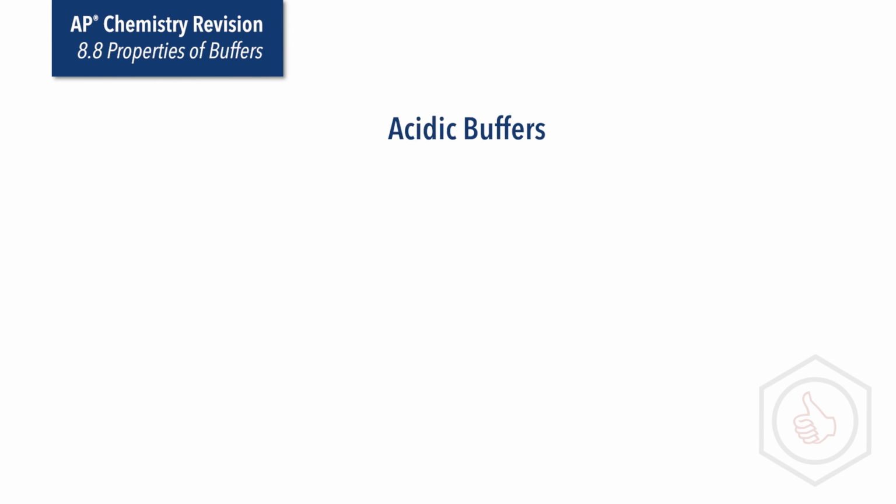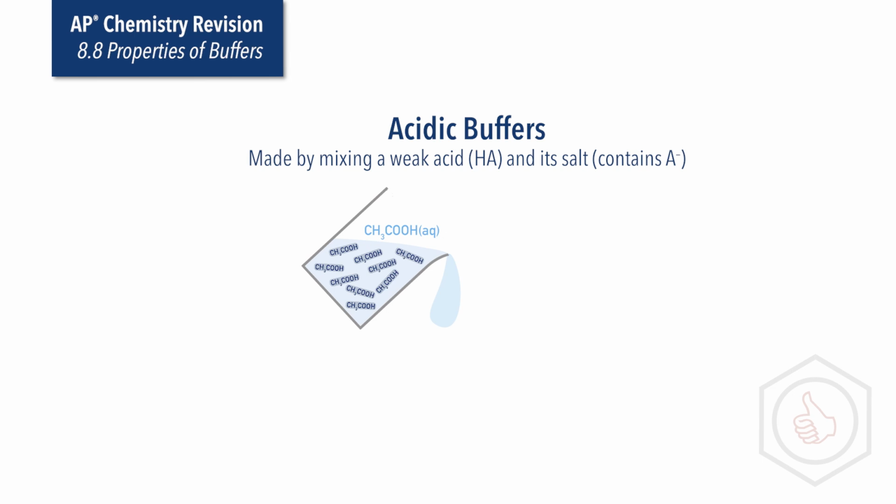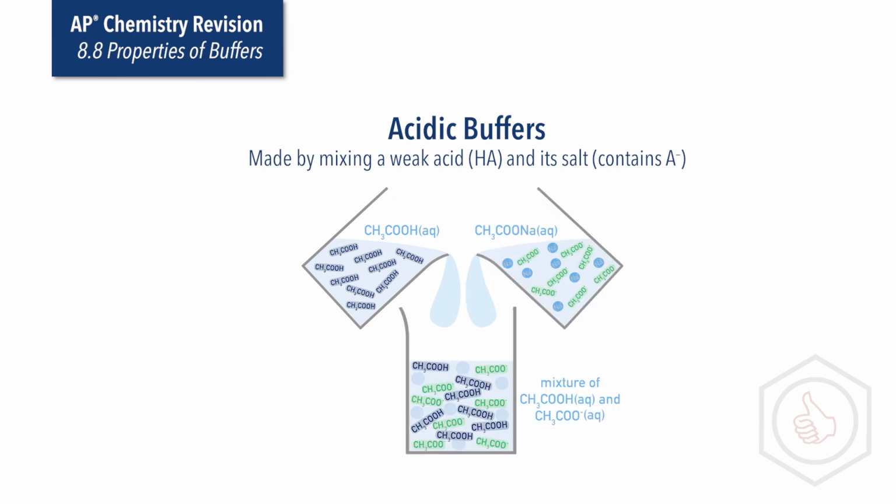Acidic buffers can be made from a weak acid and a salt that contains the acid's conjugate base. For example, the weak acid ethanoic acid and its salt sodium ethanoate can both be mixed together in solution to create a buffer.